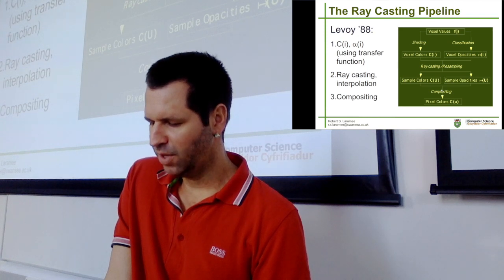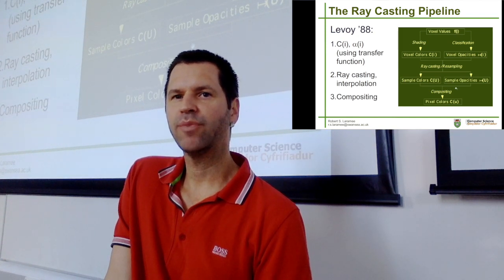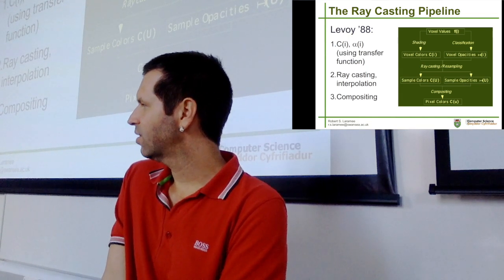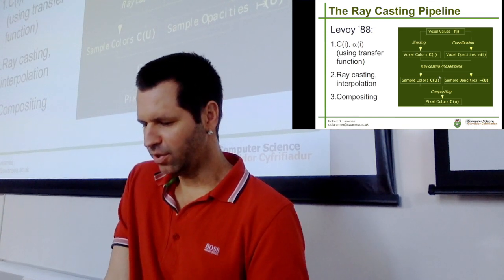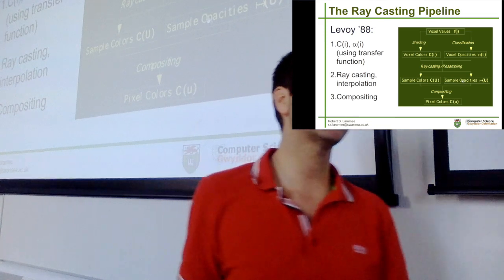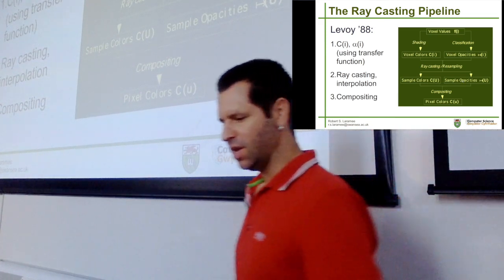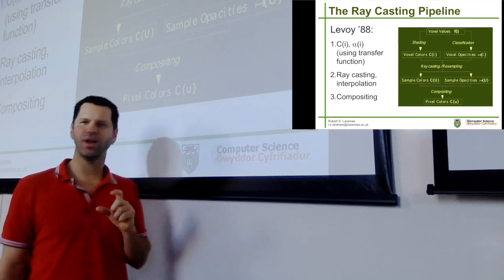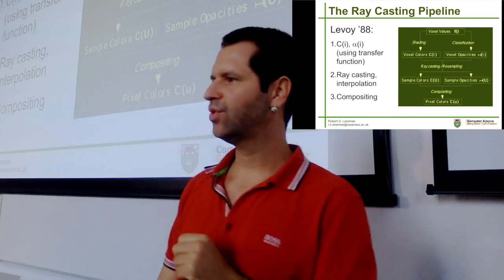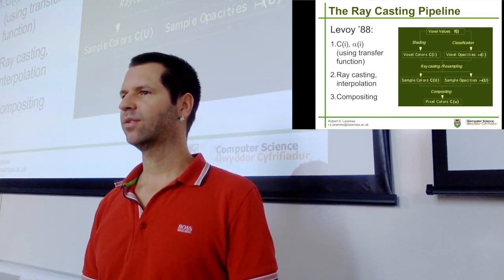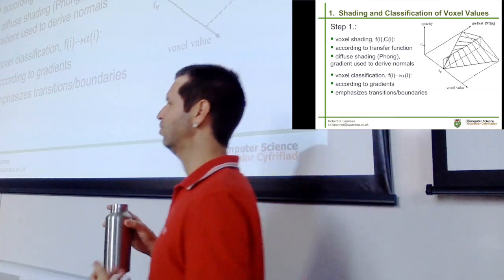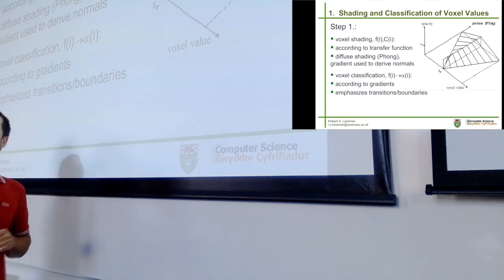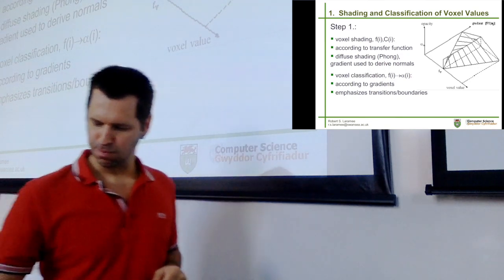Anybody know what compositing means? Anybody have any idea on that? It means just to add together in this case. So you add a set of sample colors to one another and a set of sample opacities. And the next slides look into each stage in more detail. So this is the overview of the algorithm. You use this in assignment 2, by the way. So you don't have to, the software does it for you. You don't have to implement that algorithm.